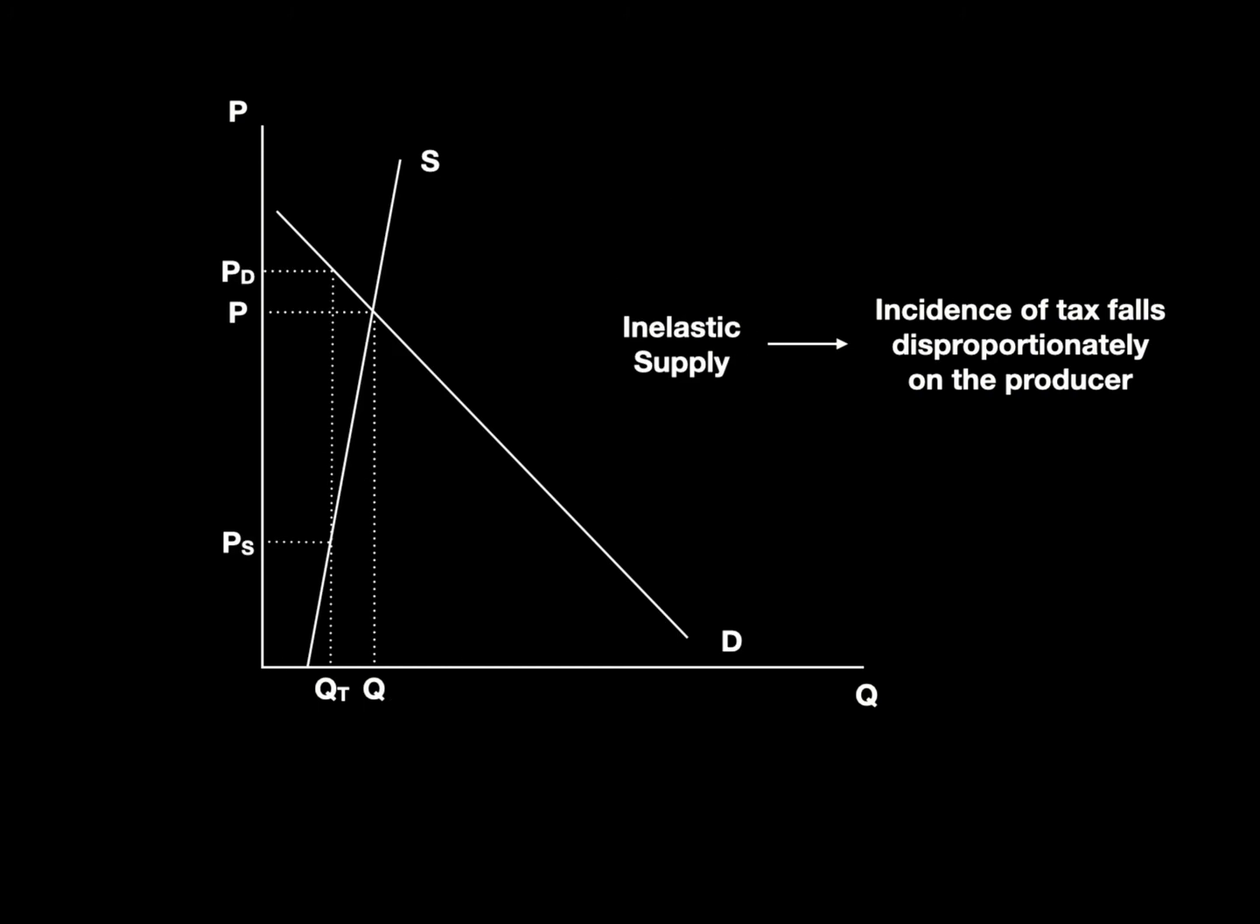Let's now do our analysis with different elasticities of supply. Specifically, let's first look at a situation where supply is relatively inelastic. Here we have drawn the supply curve so it is less elastic than the demand. When we impose a tax wedge between the price the buyer pays and the price the seller receives, you can see that the price that the buyer pays hasn't gone up by much compared to the amount that the price the seller receives has gone down. When supply is relatively inelastic, the incidence of tax falls disproportionately on the producer.